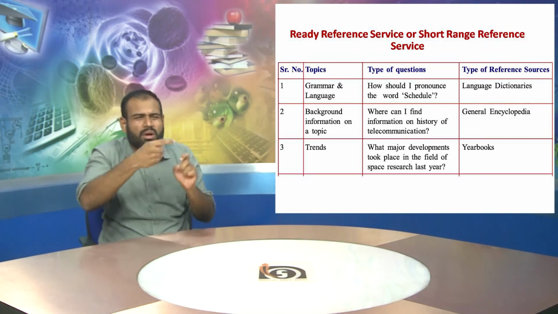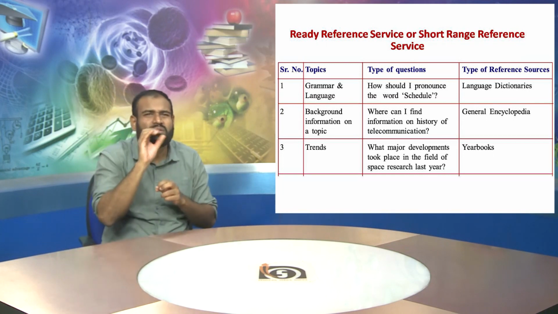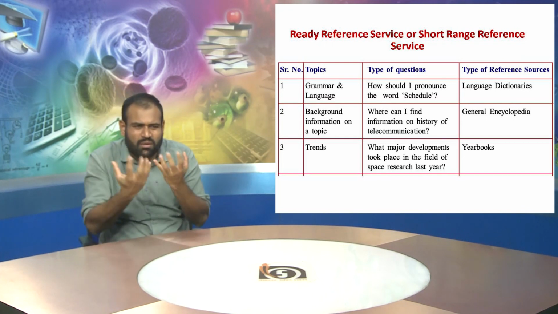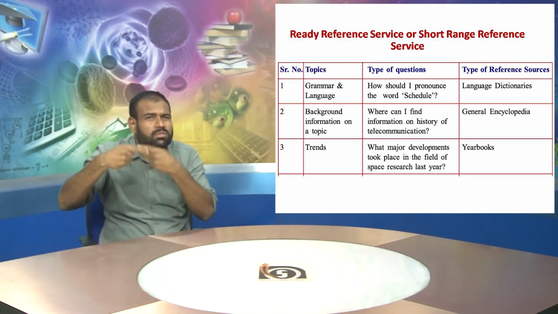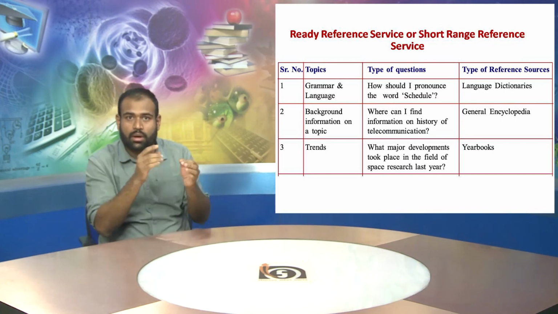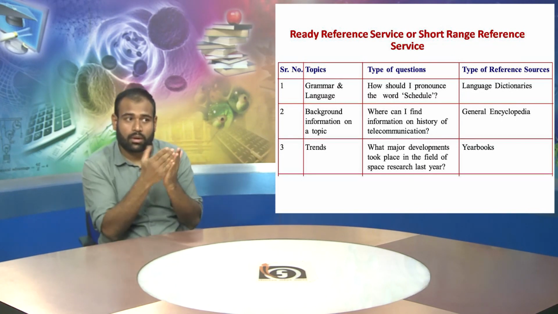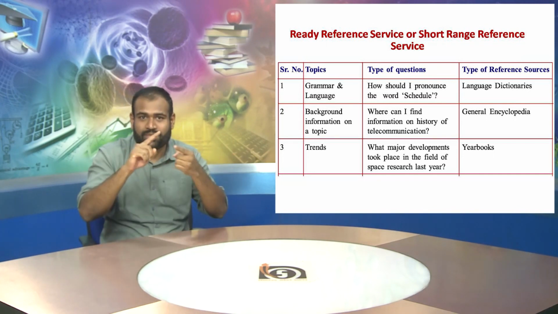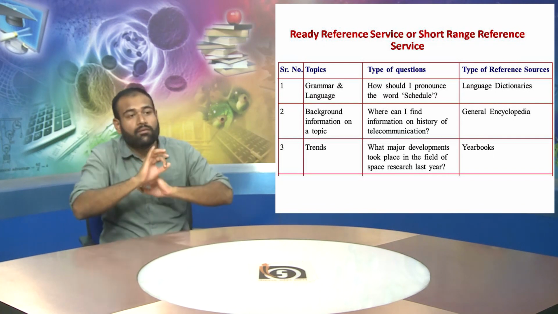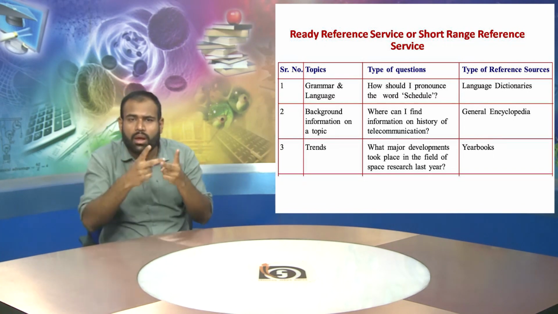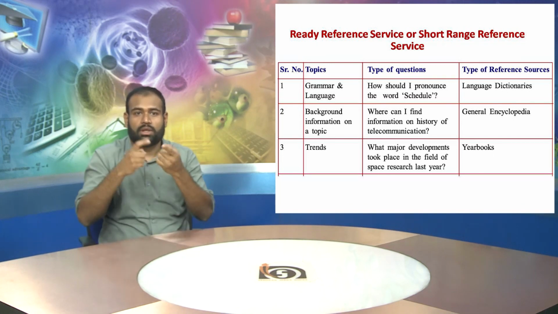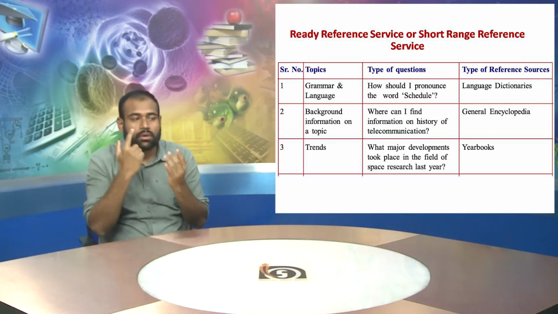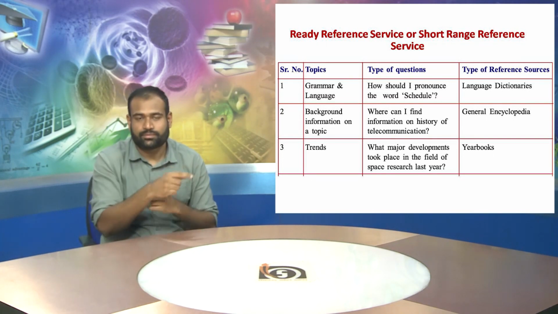Then you can see the second serial number. If the topic is about background information on the topic, then the type of question is, where can I find information on history of telecommunication? If this is the question, then the type of reference source would be the general encyclopedia. So according to the type of question, we will look for the category so that we find our answer.